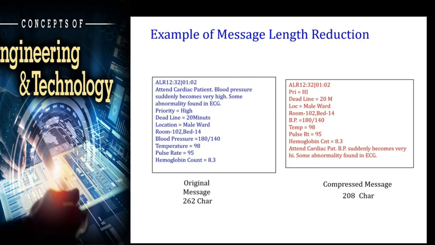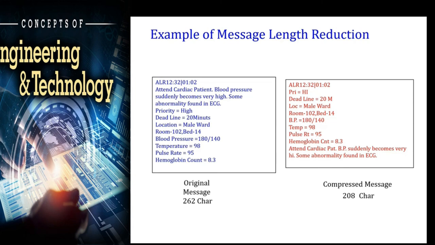So here an example of message length reduction is given. The ALR, as I already told you, is nothing but the alert. So we are giving this kind of information. The message type is alert. We can have all the information here: whatever command you want to give, attend the cardiac patients, blood pressure suddenly becomes very high, some abnormality found in ECG. So the immediate information, the priority, you can fix that. You can fix the deadline, which locations the patient is available in, and the concern to see the patient. So all these things, the locations, what is the temperature level, the blood pressure, the pulse rate, everything can be taken here.